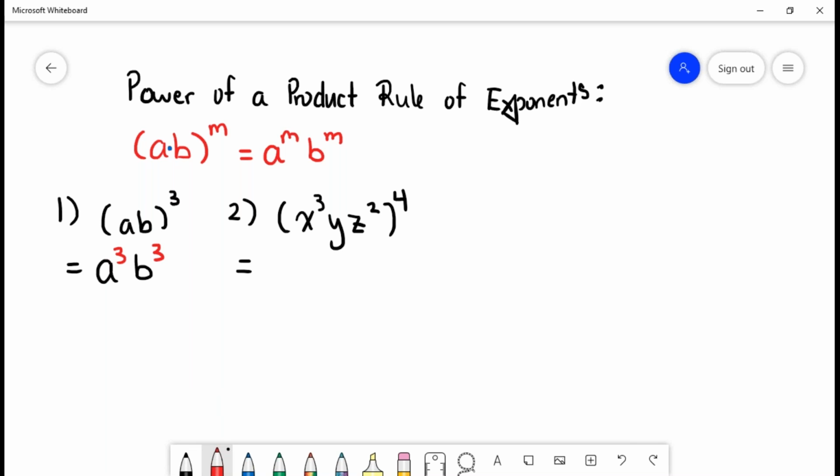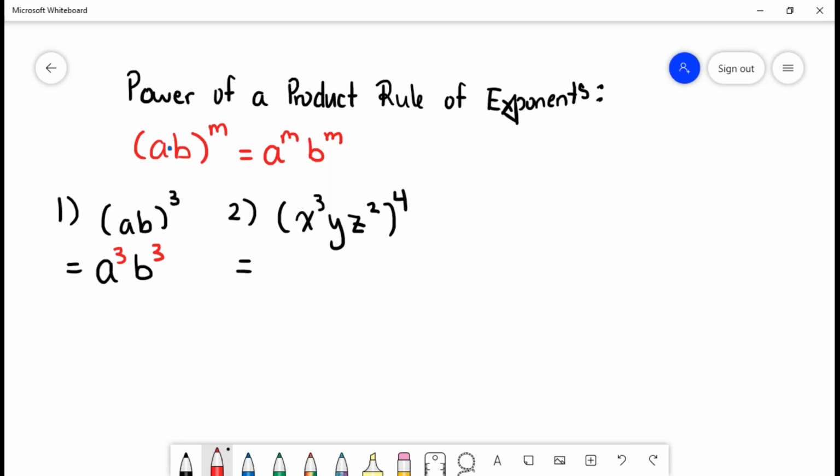As you can see, we need to apply this. So we have x to the power of 3 raised to the power of 4. As I mentioned previously, you need to take this power and apply it to every single value here. That's exactly what we're going to be doing.